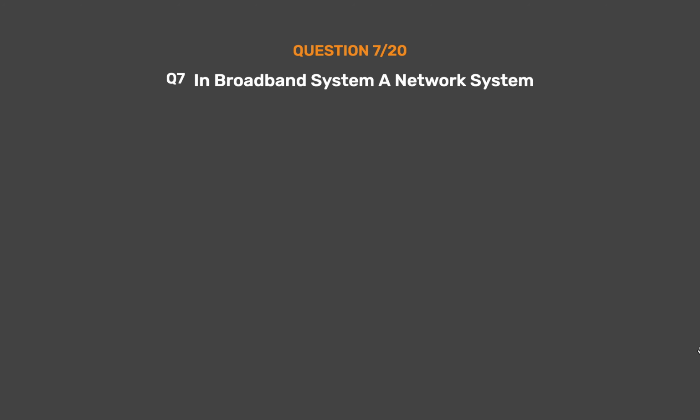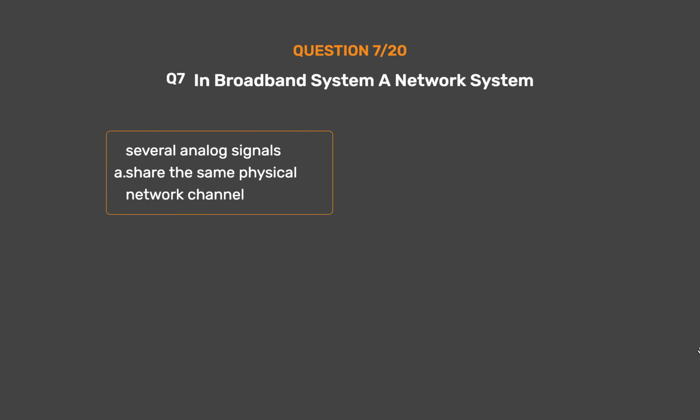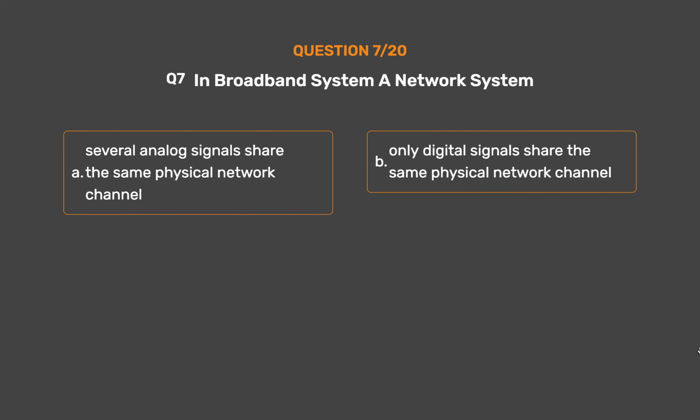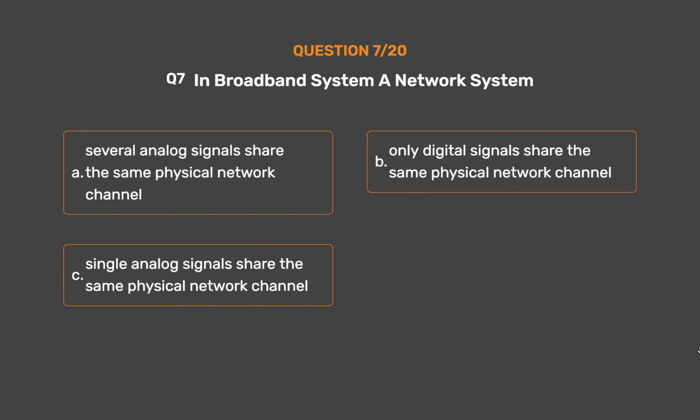Question number 7. In broadband system or network system? Option A. Several analog signals share the same physical network channel. Option B. Only digital signals share the same physical network channel. Option C. Single analog signals share the same physical network channel. Option D. None of these.